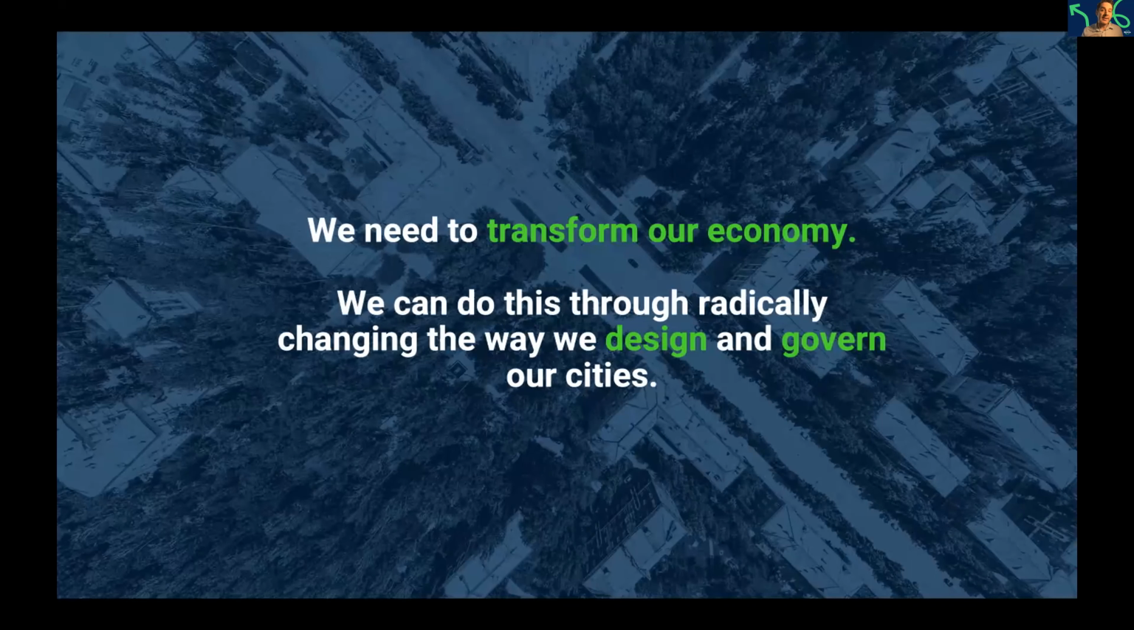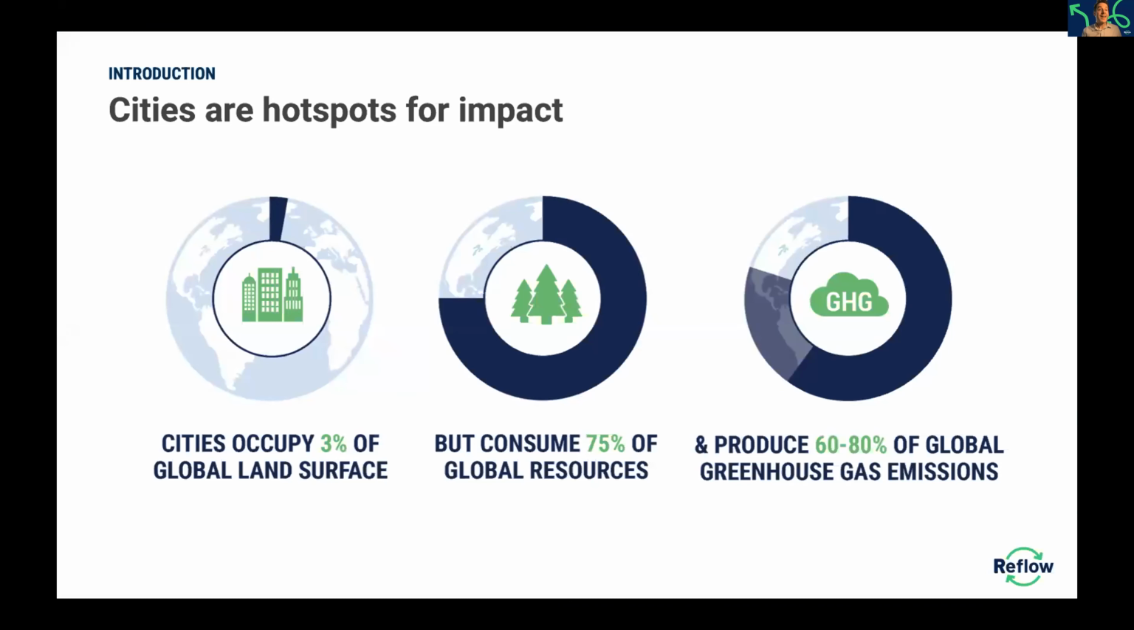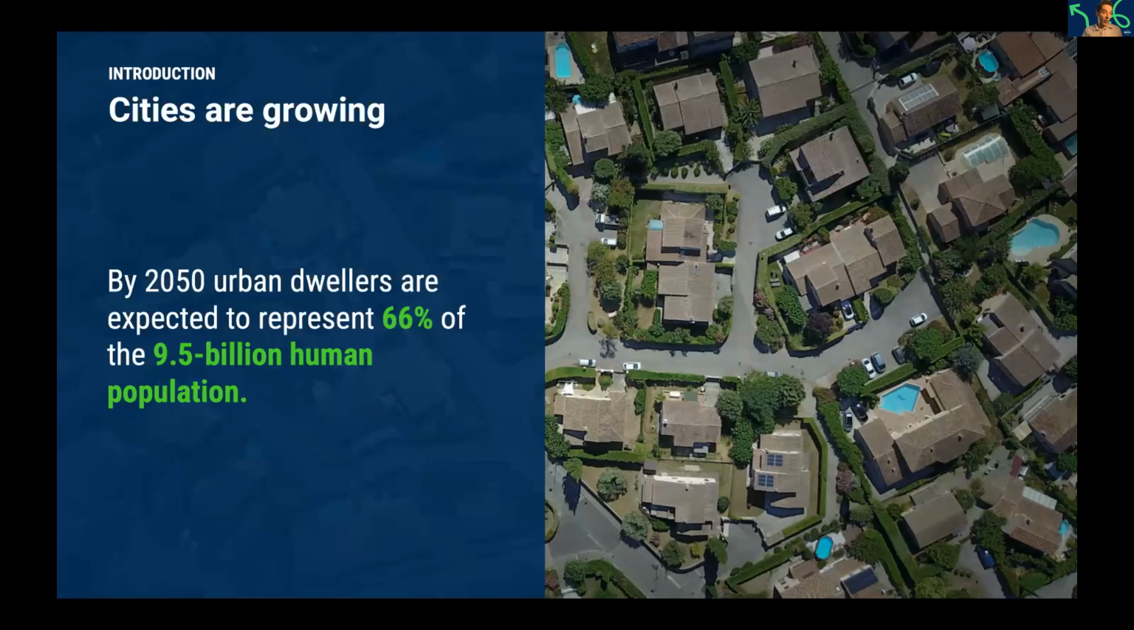And one way to do that is to transform our economy, and also look at how we can design and govern our cities in a better way. Why cities? Because they are a hotspot for impact. We know that they occupy 3% of the global land surface, but they also consume 75% of global resources. And at the same time, they produce between 60 and 80% of global greenhouse gas emissions. We also know that cities keep on growing, and it's expected that by 2050, 60% of the population will be living in cities.